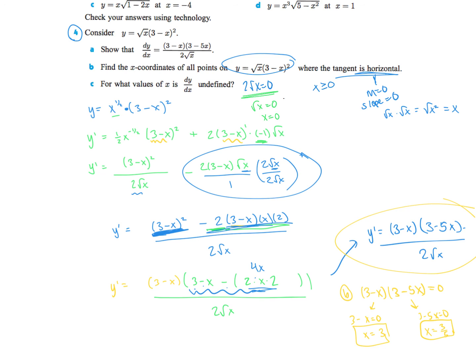And remember that all x's need to be greater than or equal to 0, so that means that it's undefined when x is negative. So it's undefined when x is 0 or when x is negative. Therefore, it's undefined when x is less than or equal to 0.